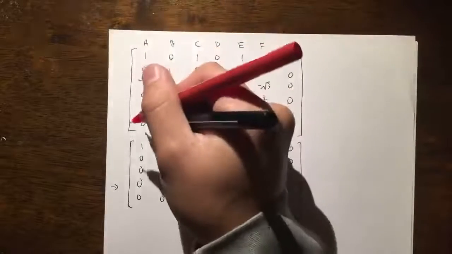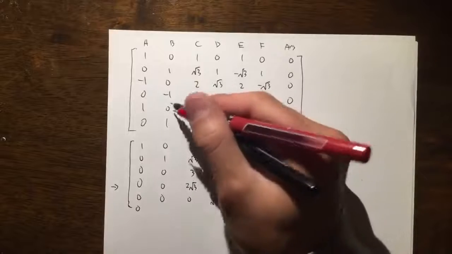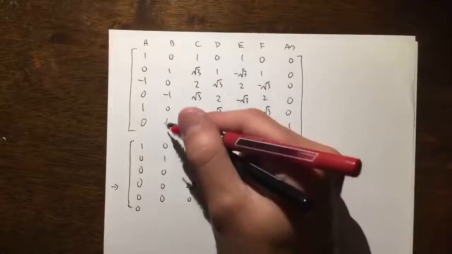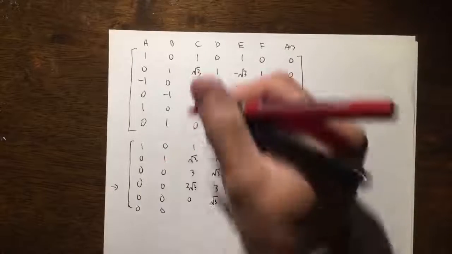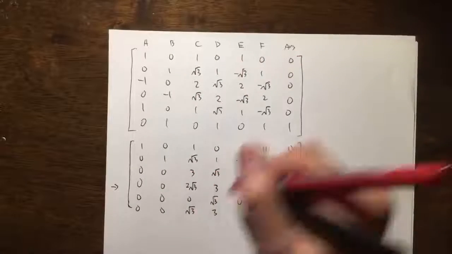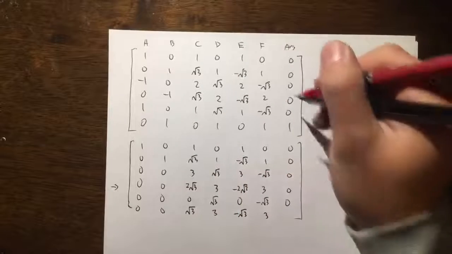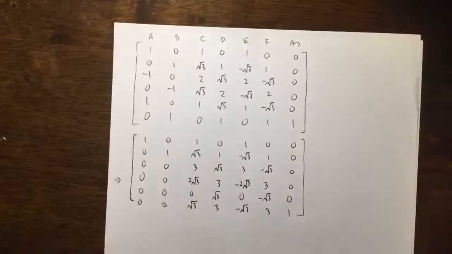And then lastly, I will have the 0 here, but I want to make this equal to 0. So I'm going to just add this row to that. This plus that is 0. This plus that is square root of 3. And then this plus that is 3. This plus that is negative square root of 3. This plus that is 3. This plus what is equal to 1. Okay?